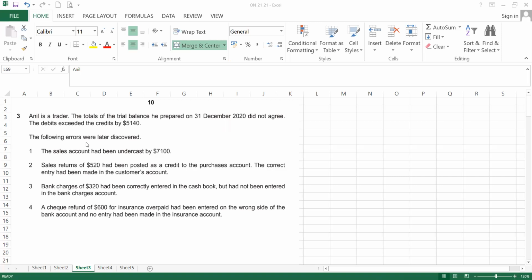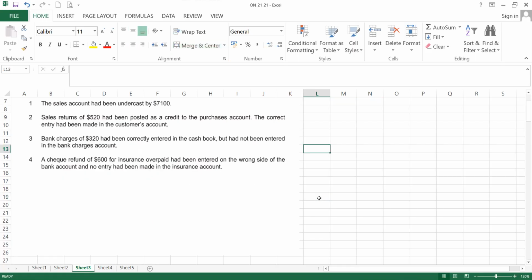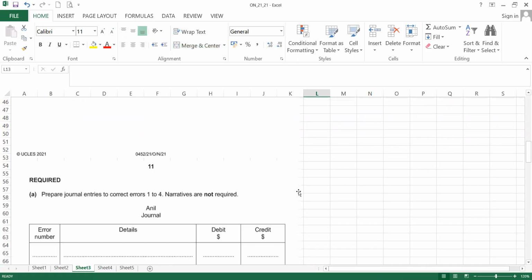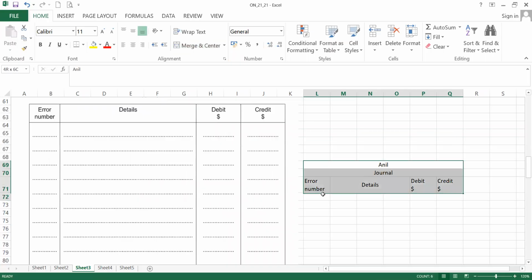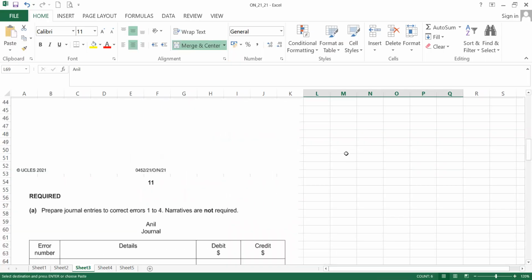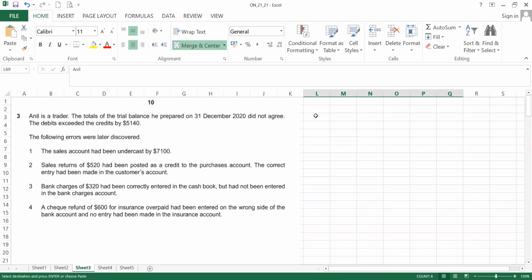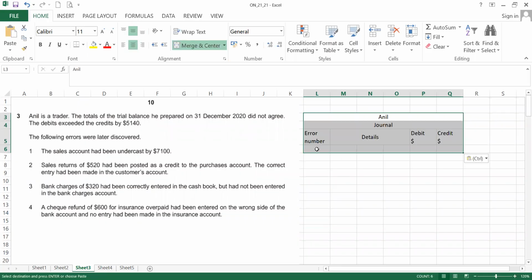So the following errors were later discovered. These are the errors that we found. And then see what question they asked. They asked to prepare the journal entry to correct the errors. Narratives are not required. Narrative means the reason that you need to write. So we prepare the 4 adjustments.